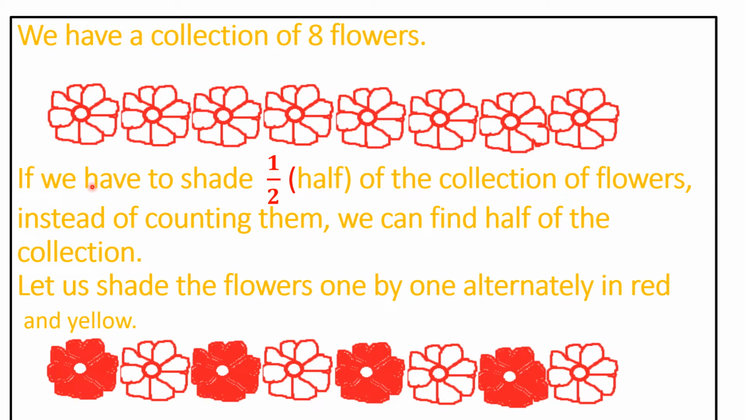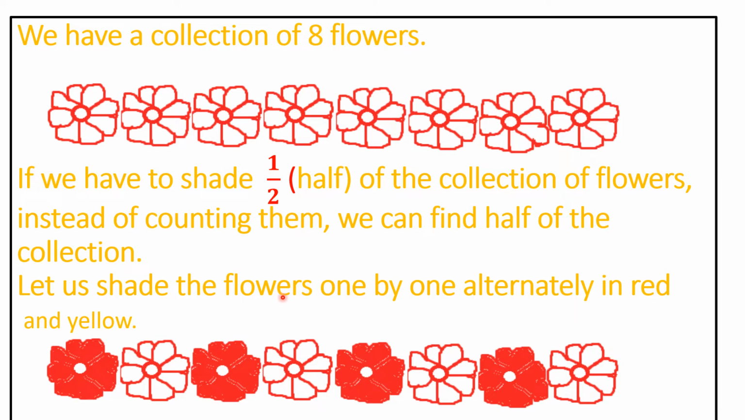So in this case, what will we do? Yes, you don't have to count and divide. Instead of counting, you have to divide these 8 flowers into 2 halves. So what will we do? We have to shade half of the collection of the flowers. So we can find half of the collection by shading them in 2 different colors.